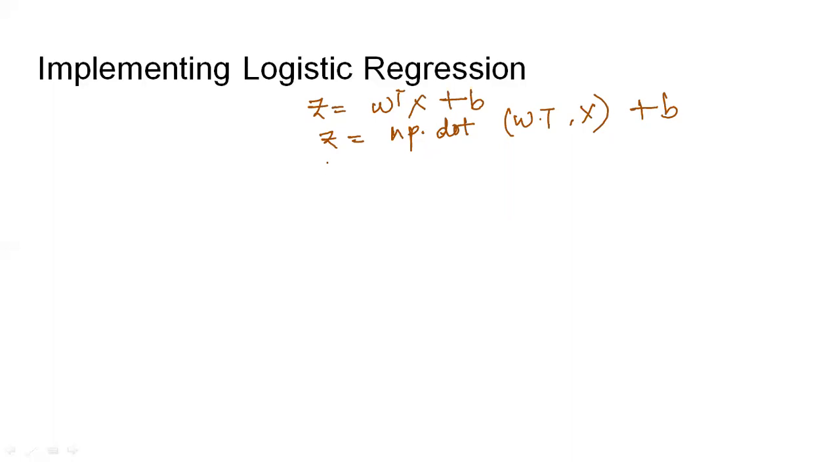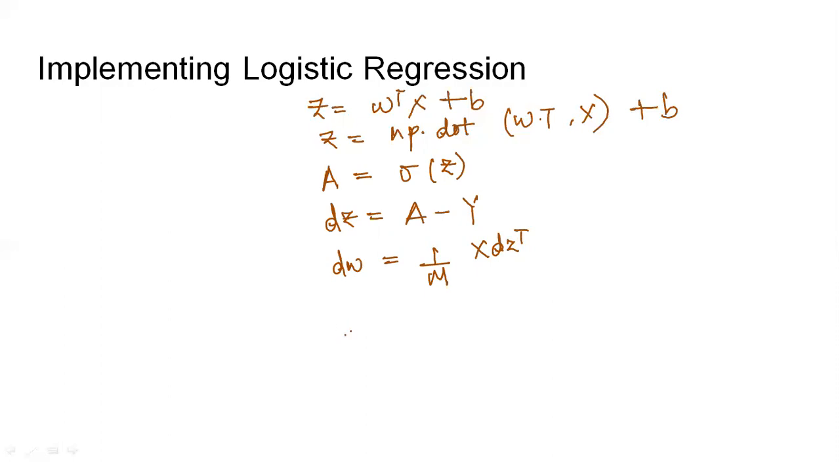Further, once we find the value of z, we need to pass it through the activation function. So we write the activation function capital A = sigma of z. Also we need to write dz = A - Y. This we have seen in the previous slide of this video lecture. Then we write dw = 1/m X dz transpose.